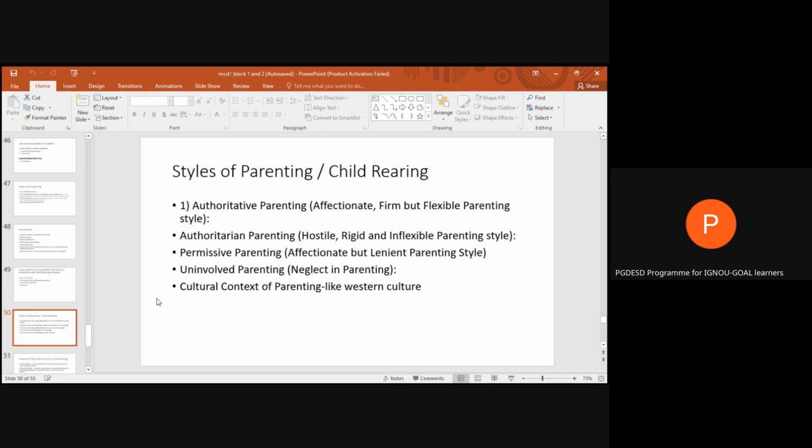Cultural context of parenting: in Western culture, unlike in our Indian society, where we just want to control our children even after adolescence, till adulthood, they just leave their child. At a younger age, children do their own household tasks, and they are mature at an early age because they are doing their activities themselves.